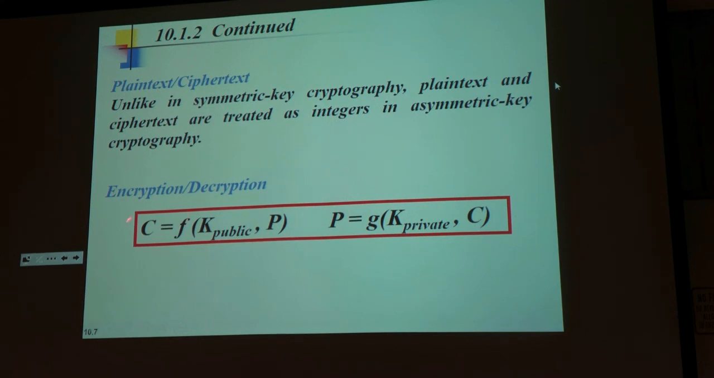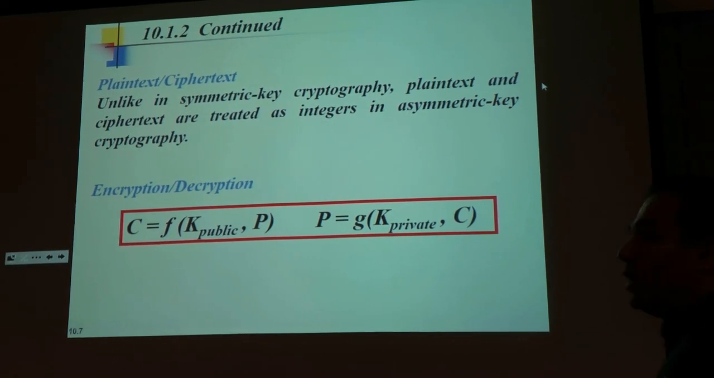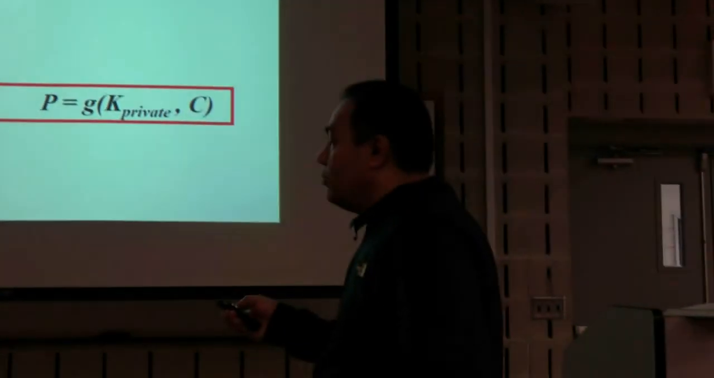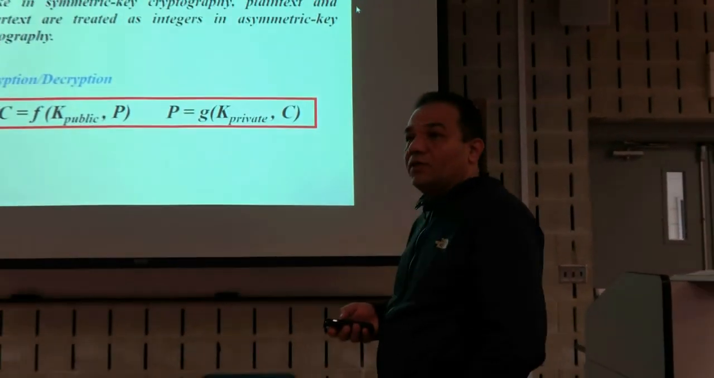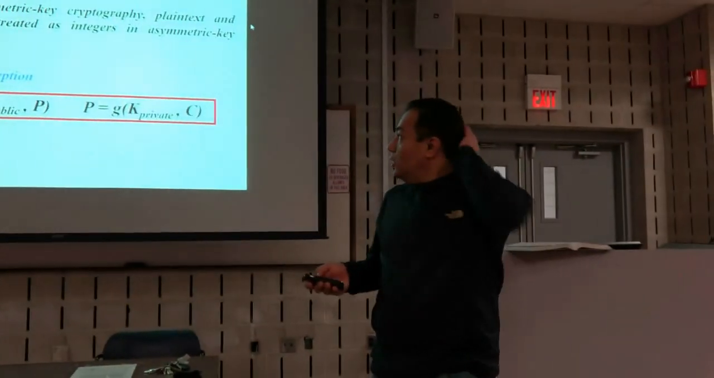Generally speaking, you have a function. To get the cipher, you have a function using the public key, and you apply it to the plain text, and you have another algorithm G to reverse it at the other side. The most important thing is we have to have a pair of keys, the public key and the private key, and that's where the trick is.